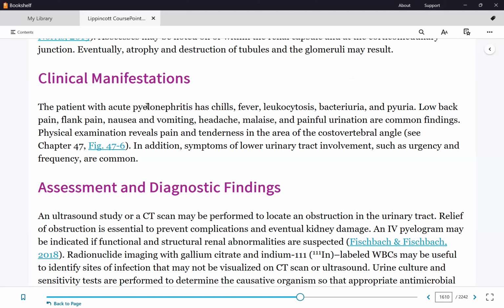Now we have systemic symptoms. Otherwise, in a UTI, it's mostly local, right? Symptoms are around the area. But now, because it involves the kidneys, you have systemic manifestations. And then, of course, still some local symptoms, this time involving the kidneys.